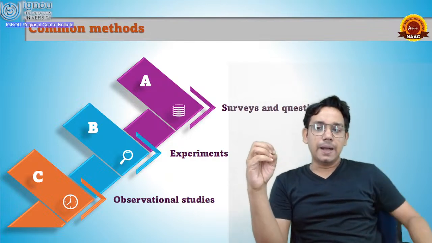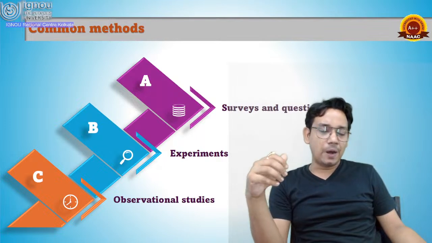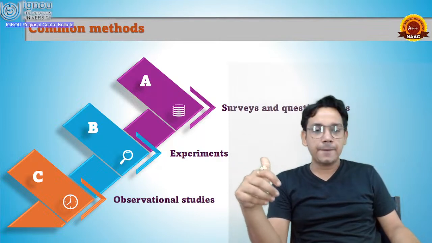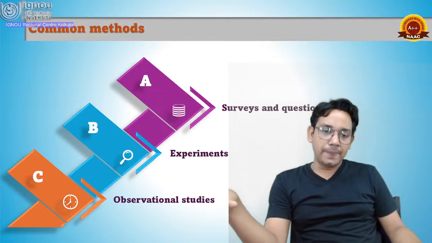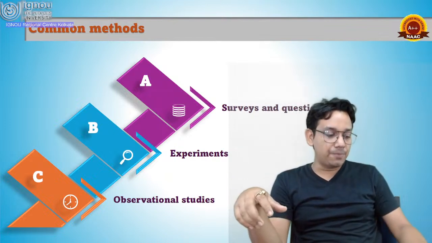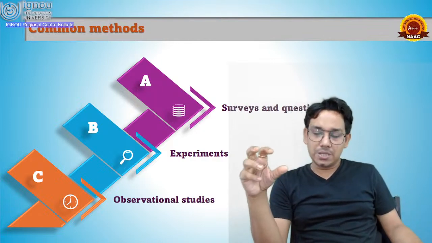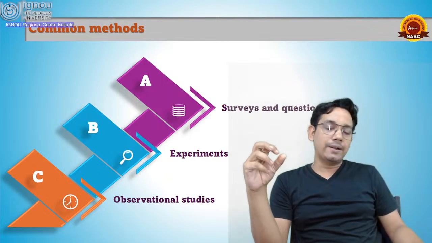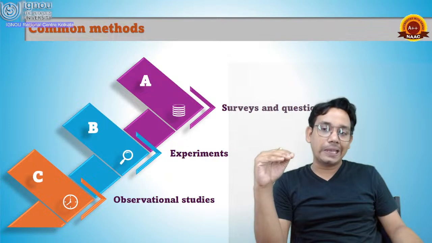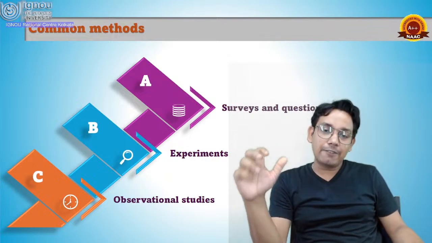Here I have mentioned some essential methods which are specifically found in quantitative research analysis. These are surveys and questionnaires, the experimental method, and observational studies. You all know about the survey. A survey is a quantitative research orientation, and through this method we can get detailed quantitative data from the field.